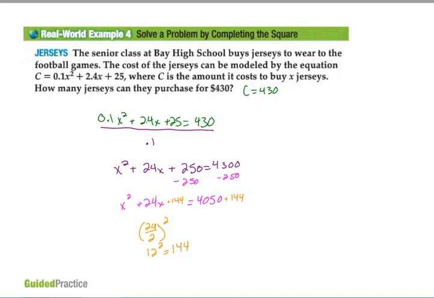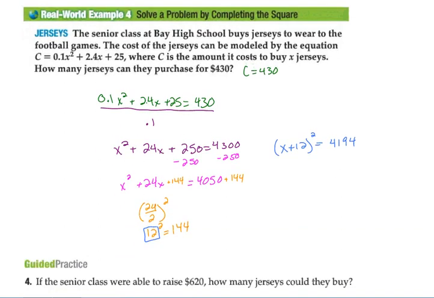So next step then, since we created a perfect square, we might as well rewrite it as that. Remember, this is the number we're looking for. So we're going to say x plus 12 squared equals 4050 plus that 144. So 4194. Okay, last step, solve the equation. Which means that, again, the whole purpose of all of this was to get that square off of the x. We do still have to square root both sides.